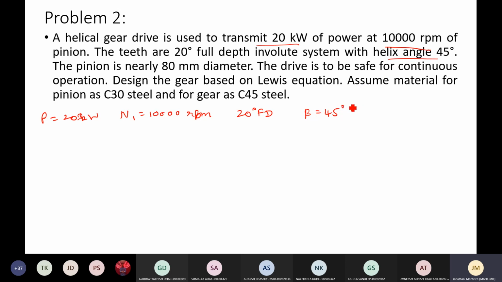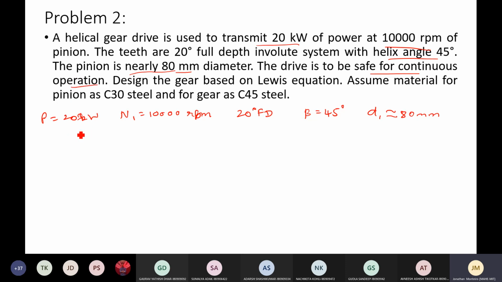The pinion is nearly 80 mm diameter. You see this sentence, the pinion is nearly 80 mm diameter. Okay, so what we can say is D1 is approximately 80. The drive is to be for safe and continuous operation.